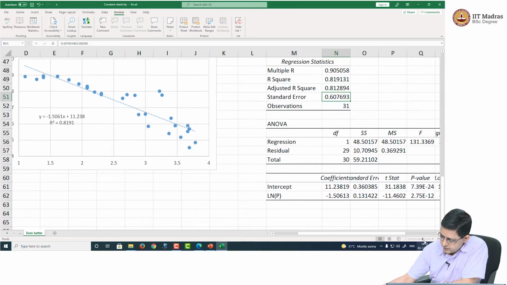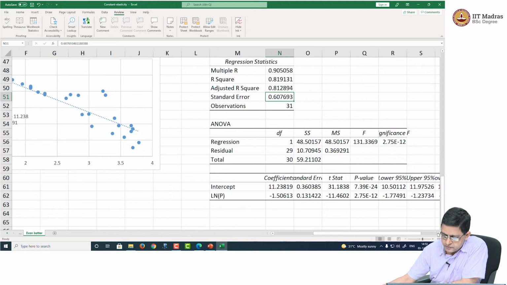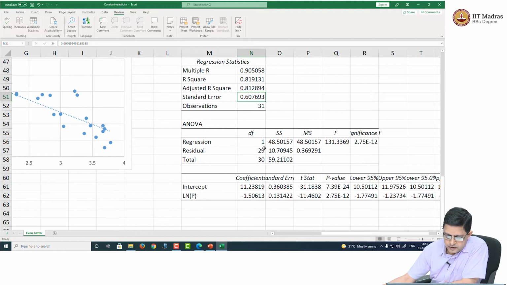Now let us look at the ANOVA table of the regression, which tells us whether the regression is significant or not. We have interpreted what the degrees of freedom mean last session. We know what the sum of squares mean, sum of squares of regression, sum of squares of residuals. Either you call it residuals or you call it error, either you call it regression or you call it model. So it can be SSM, the sum of squares of the model, which is this one, 48.50, also called sum of squares of regression. Sum of squares of residual is also called SSE, sum of squares of errors, which is 10.70.